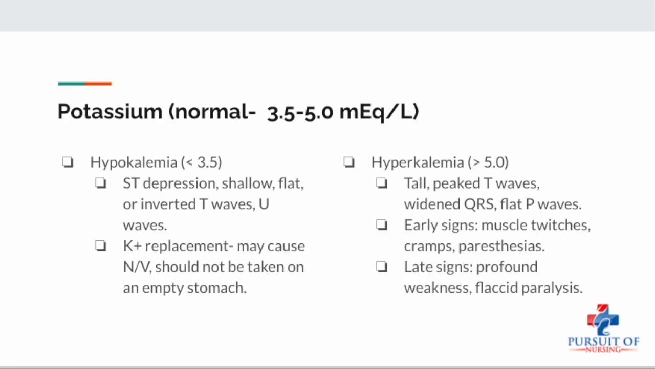Another thing to think about is that GI fluids are very high in potassium. So if someone is receiving GI suction, whether it's through a nasogastric tube or whatever it may be, they are at risk for hypokalemia, because if that suction is suctioning out a lot of their GI fluids that are high in potassium, they're going to lose potassium that way. So that patient will be at risk for hypokalemia.